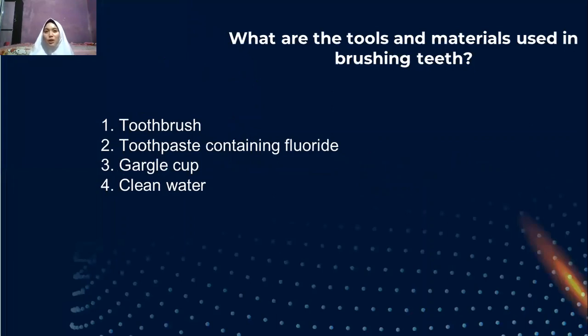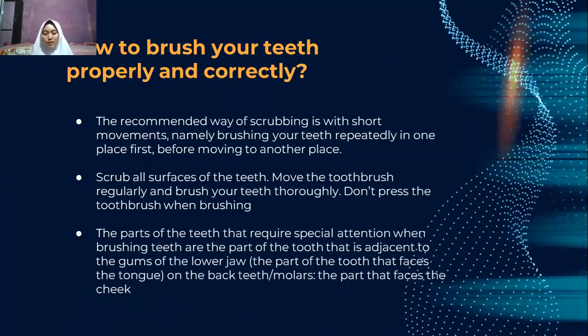Let's start with the first material. What are the tools and materials used in brushing teeth? 1. Toothbrush. 2. Toothpaste containing fluoride. 3. Gargle cup. 4. Clean water. Next, how to brush your teeth properly and correctly?